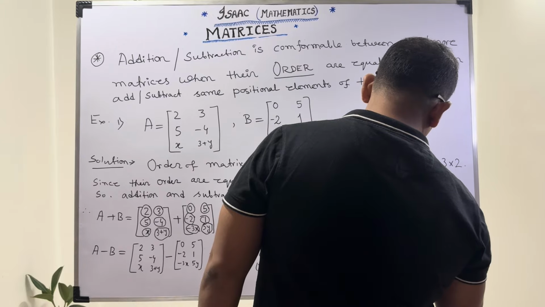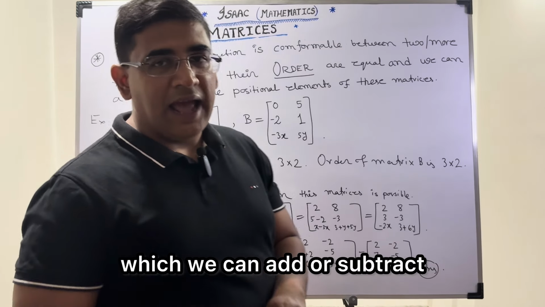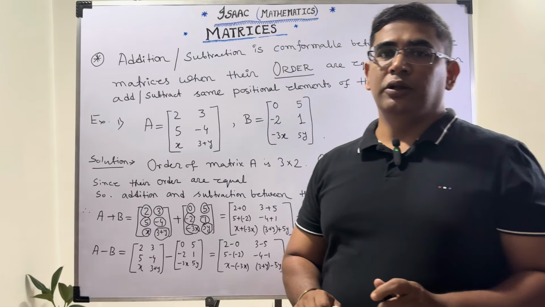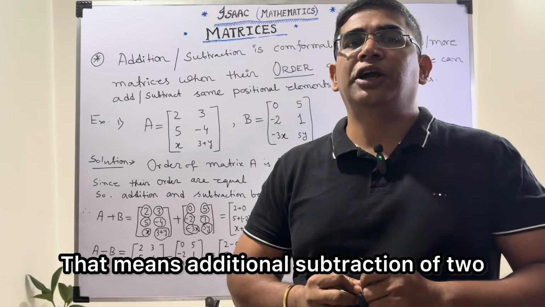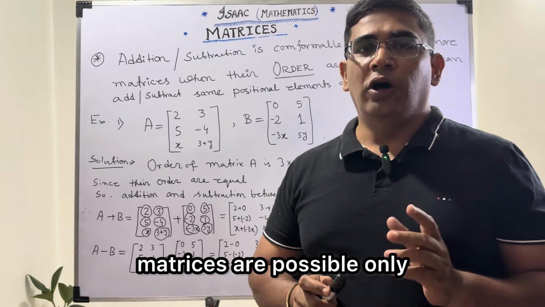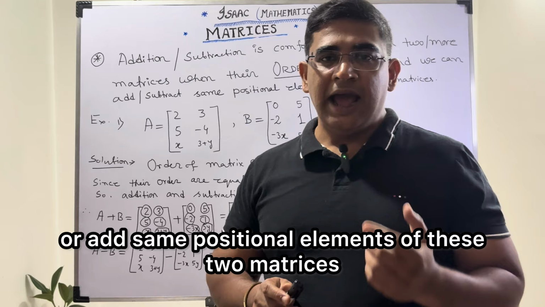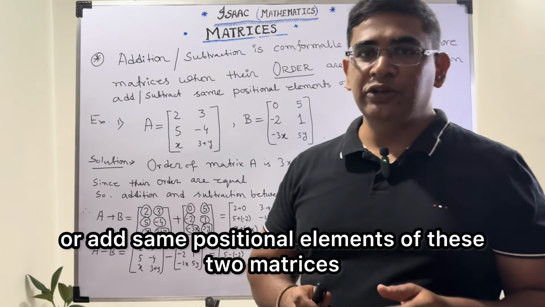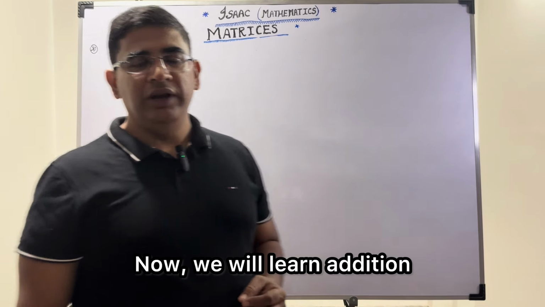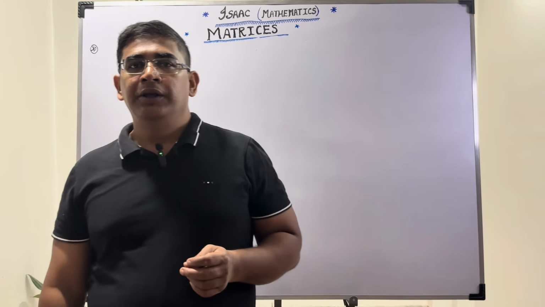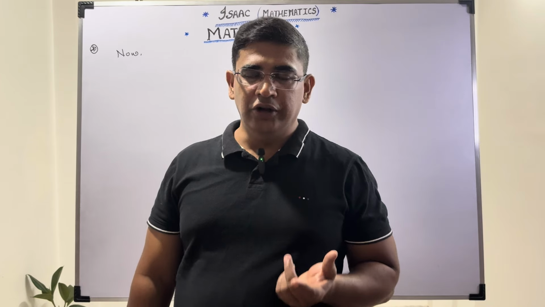So this is the way by which we can add or subtract between two matrices. Okay, that means addition and subtraction of two matrices are possible only when their order is equal, and we have to subtract or add same positional elements of these two matrices. Okay, now we will learn that addition is associative as well as commutative. Okay.